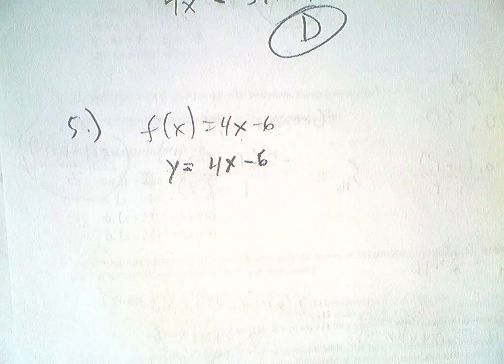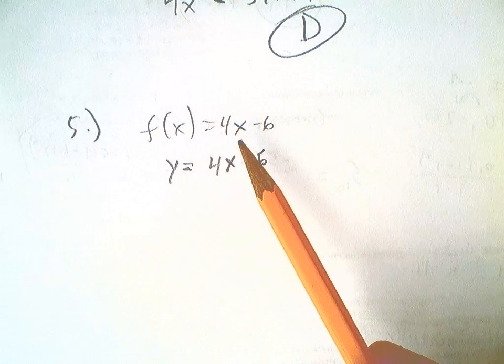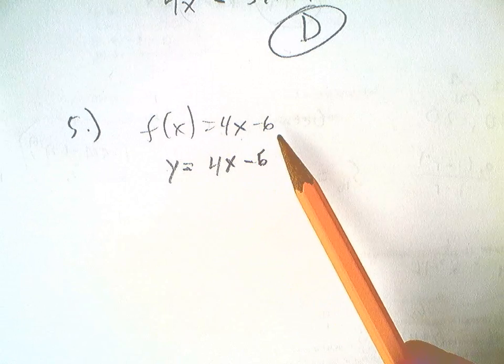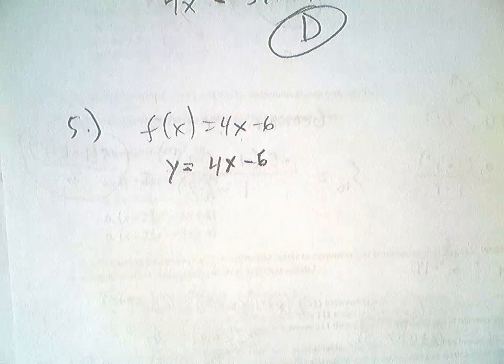Alright, in number 5, we are asked to find the inverse of f of x equals 4x minus 6. So before we find the inverse, let's think about what the inverse should do. The original function is multiplying by 4 and subtracting 6. So the inverse function, since it quite literally does the exact opposite, should involve dividing by 4 and adding 6. Let's keep that in mind when we go to figure out the inverse.